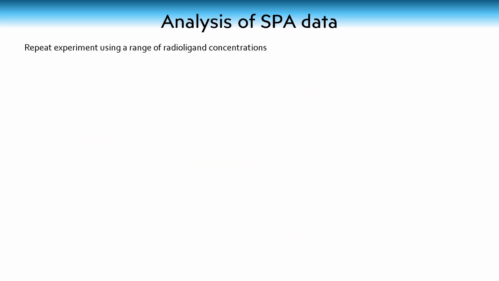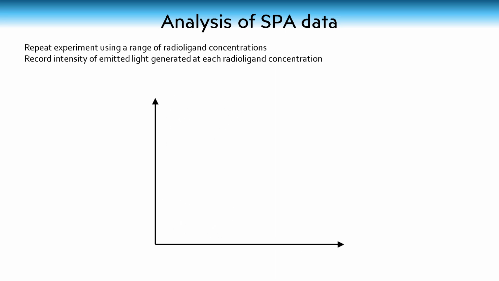Binding is studied over a range of radioligand concentrations. At each concentration, the light emitted by binding to the target protein is recorded. The first step in analysis is to create a graph by plotting the light intensity against the radioligand concentration. It usually looks like this.